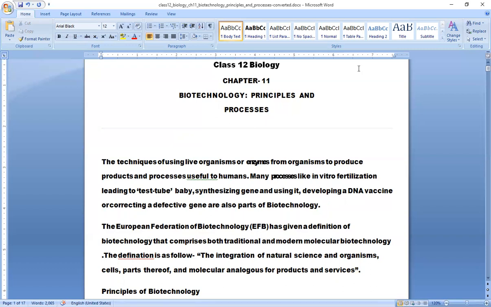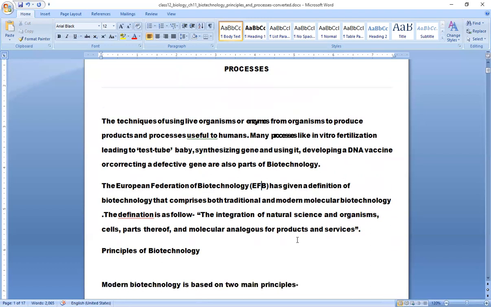Now, the European Federation of Biotechnology, the short form of it is EFB. It can be asked in the MCQ what is the full form of EFB, right? So that is European Federation of Biotechnology. So this EFB has given a definition of biotechnology that it comprises both traditional and modern molecular biotechnology. That means it includes two types of processes. The first method is of the traditional way, and the second method is of the modern molecular biotechnology ways.